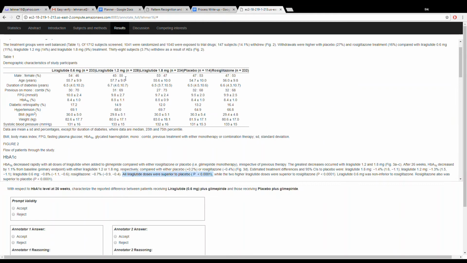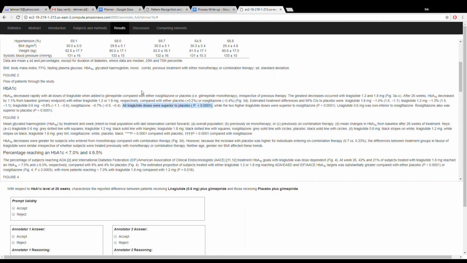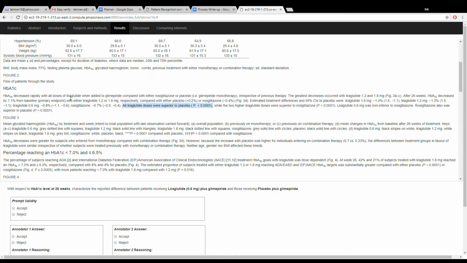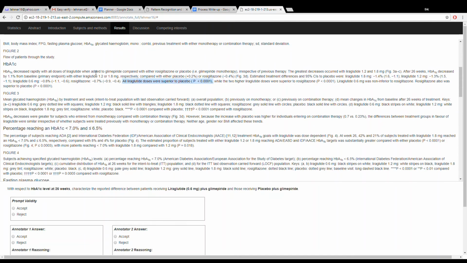If we click on the results section, we can see that the reasoning selected by annotator number 1 and annotator number 2 is highlighted. After reading the paragraph that contains the answer, we can clearly state that the prompt is valid. All three of the components of the prompt were talked about in this paragraph. Specifically, HbA1c at week 26 was talked about, in addition to liraglutide and glimepiride plus placebo. We can state that the prompt is officially valid.